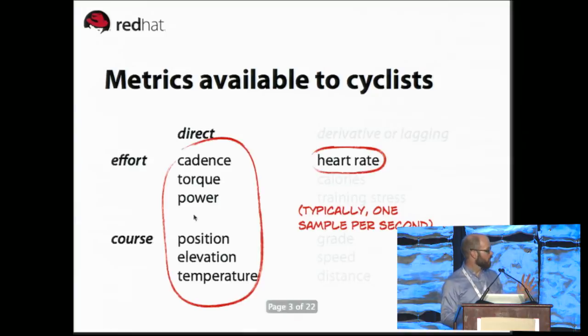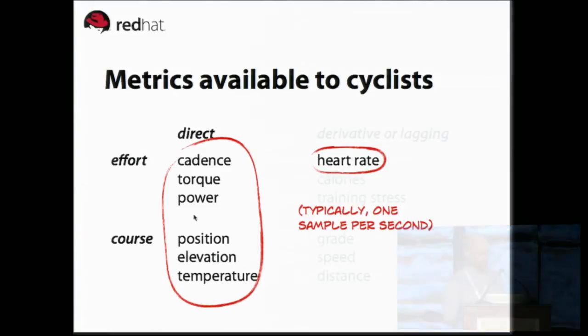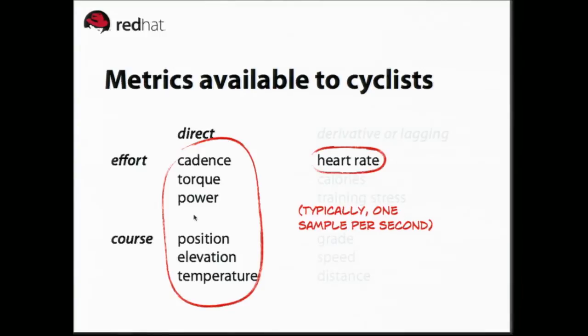So if you're recording data from a bike ride, you're typically going to have 1 sample per second of each of these metrics that I've circled here. And you're also going to have sampled values for some of these others as well.